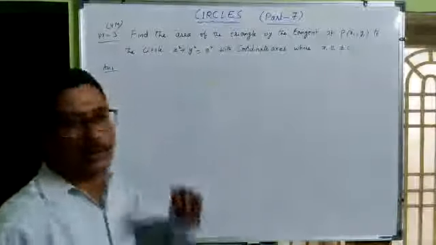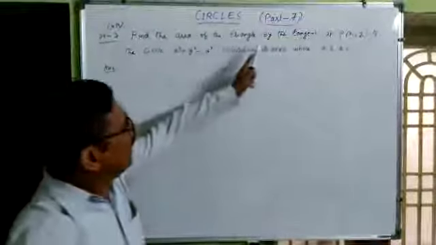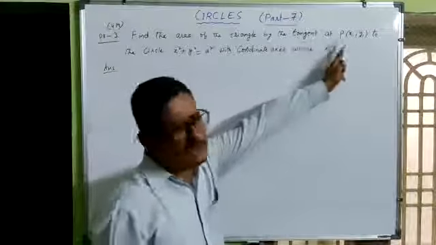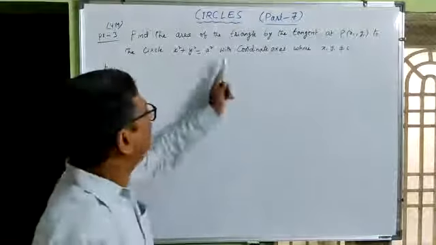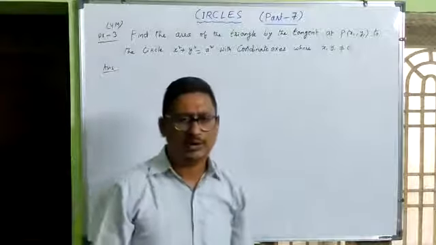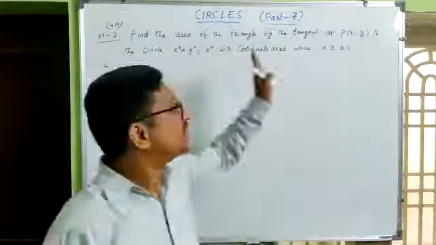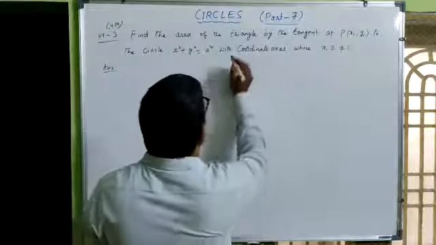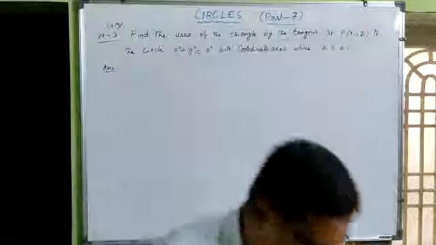Now let's see the next problem. This is also given for 4 marks. Find the area of the triangle formed by the tangent at P x1 y1 to the circle x square plus y square is equal to a square with the coordinate axes, where x1 y1 not equals to 0. So now in this problem we have come under equation of the tangent. So what is the area of the triangle? Tangent at P x1 y1.